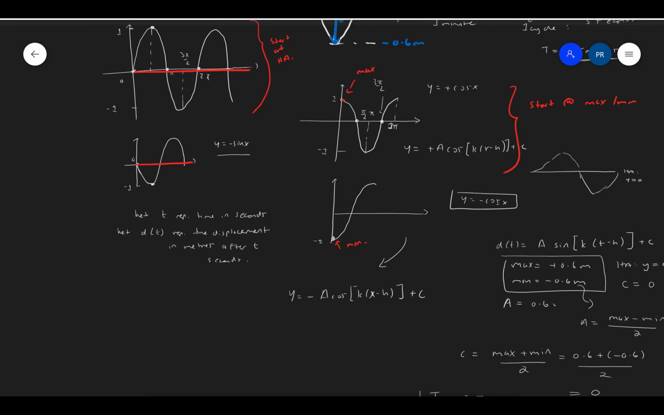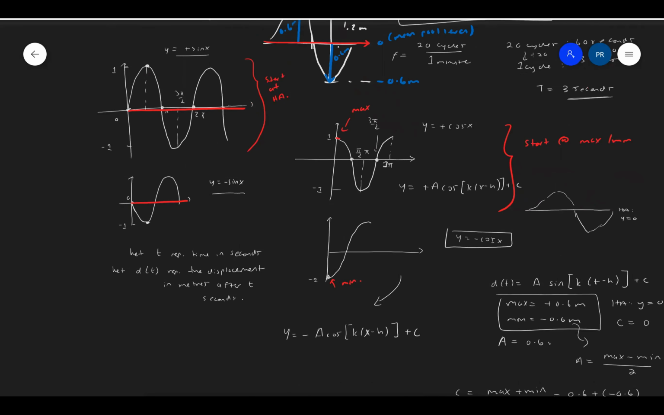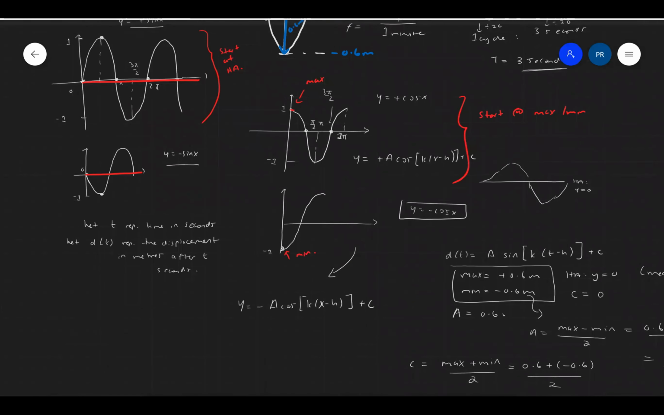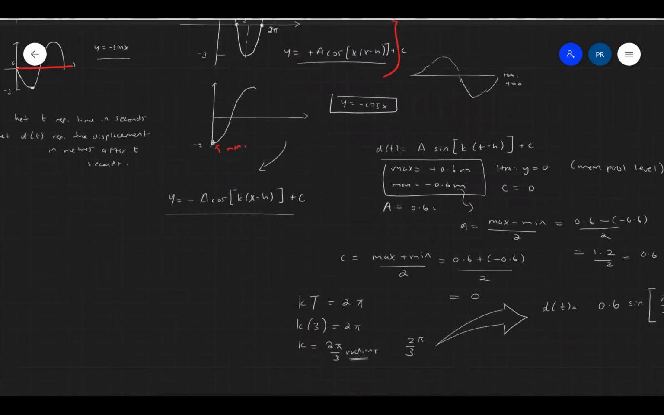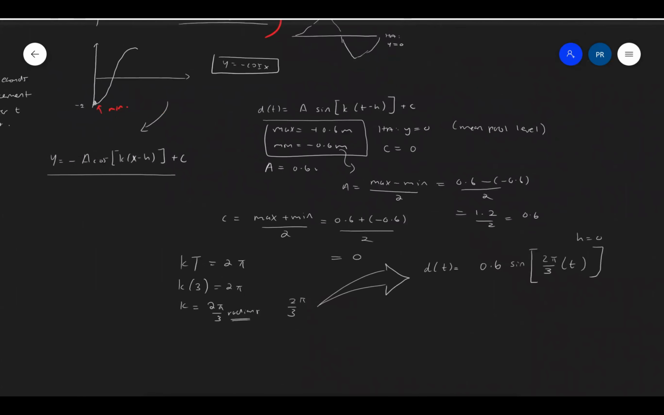There's really 3 conditions. If it starts at the horizontal axis, you can use sine to model the equation. If you're starting at the maximum point, you have to use positive cosine. If you're starting at the minimum point, you're using negative cosine. So just try to understand that, guys. I think it'll become more evident when you do more questions.